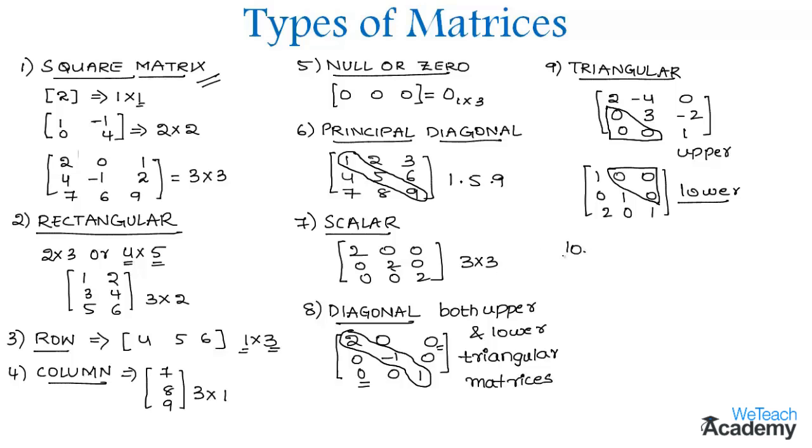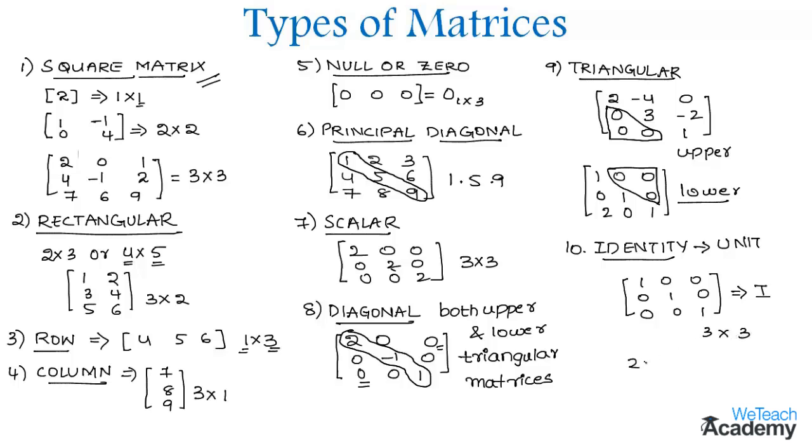And now let us come to the next category, which is the identity or unit matrix. Here this is the matrix in which all the diagonal elements are 1 and the non-diagonal elements are 0. This type of matrix is called an identity matrix, which is denoted by I. And the order of this matrix is 3 by 3. The identity matrix of order 2 by 2 will be equal to 1, 0, 0, 1, and it is denoted by I2. And here we can write this matrix as I3 as it is of order 3.